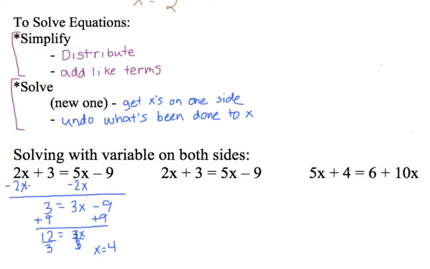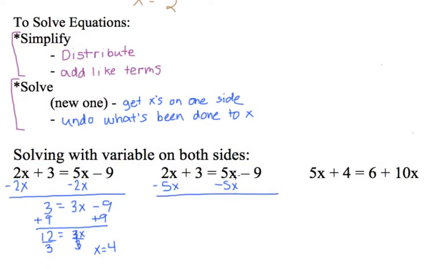On this problem, some people ask, well, how do you know to get rid of this 2x here? Why not start with the 5x? And the answer is you can actually start with either. It doesn't matter as long as you get all your x's on one side or the other. So I'm going to show you that it'll work going the other way. So I would subtract 5x from this side and this side.